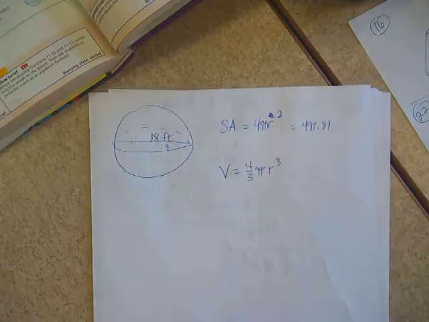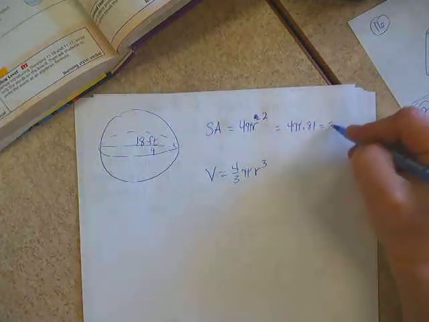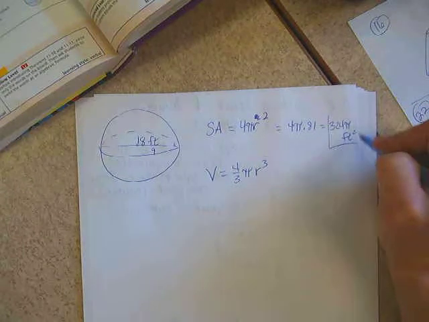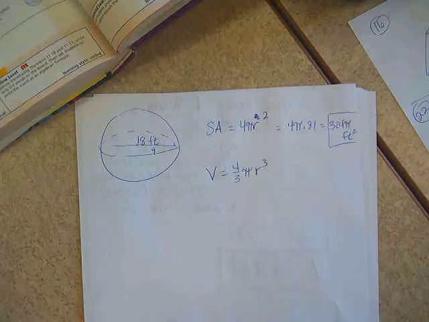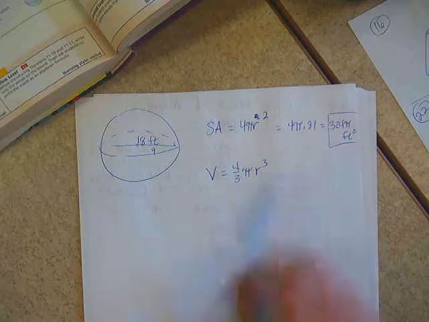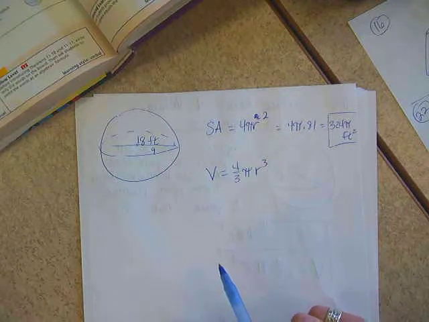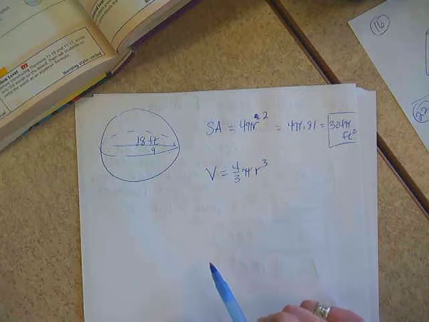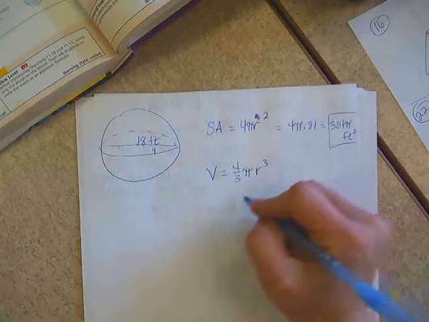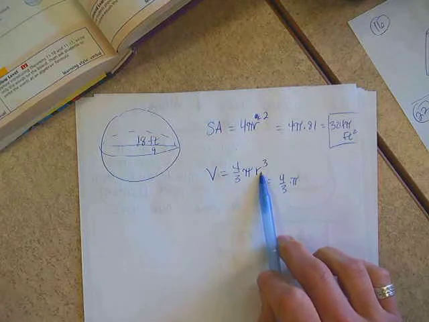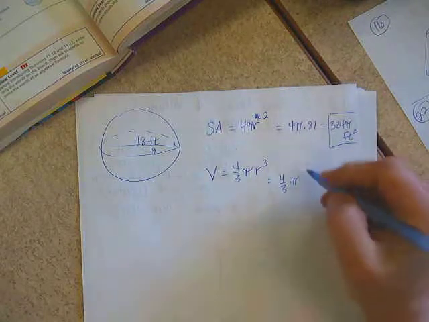So here for the surface area, you would have 4 times pi. The radius is 9, so the radius squared is 81, which ends up being 324 pi square feet for the surface area. All right, 81 times 4.